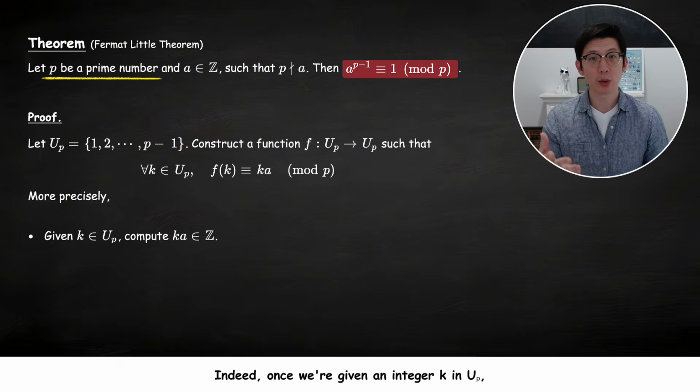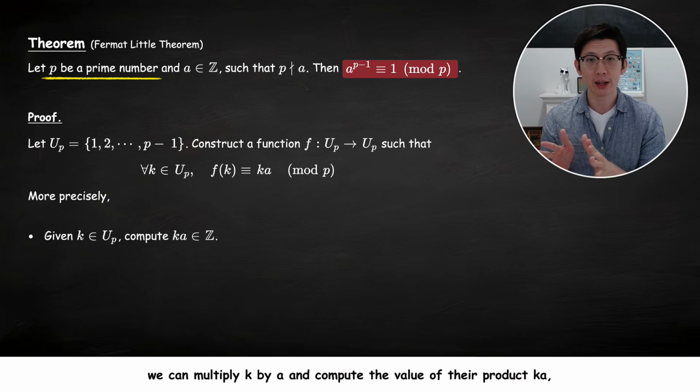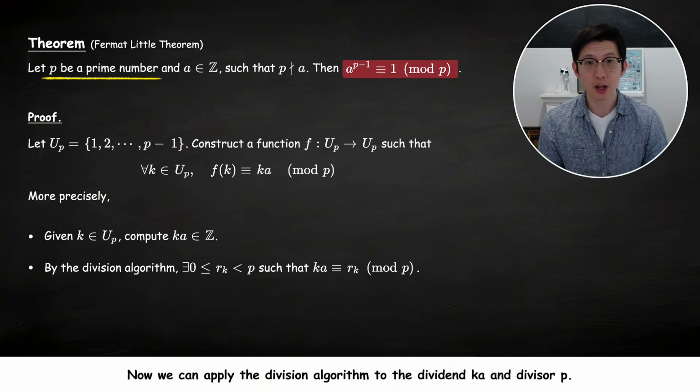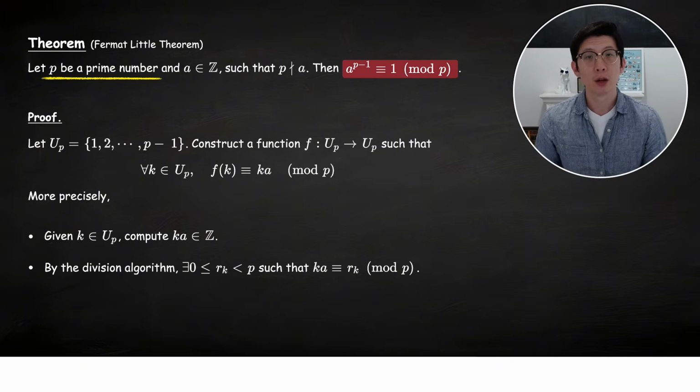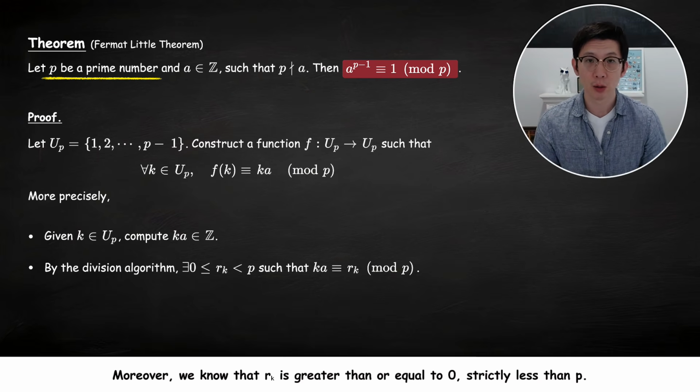Indeed, once we're given an integer k in U_p, we can multiply k by a and compute the value of their product ka, which will be an integer. Now, we can apply the division algorithm to the dividend ka and divisor p. This will produce a remainder r_k that is congruent to ka modulo p. Moreover, we know that r_k is greater than or equal to 0, strictly less than p.